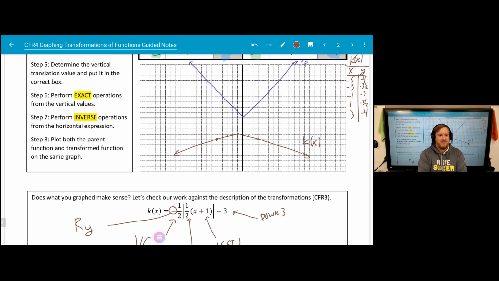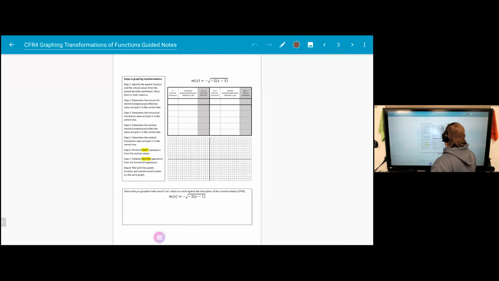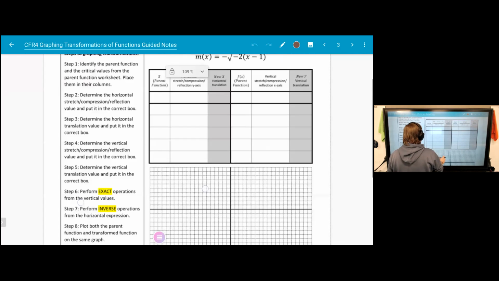There we go. Okay, one more. Let's take a look at one more example here, then I'll have you guys do one. Okay, last time, a little quicker.